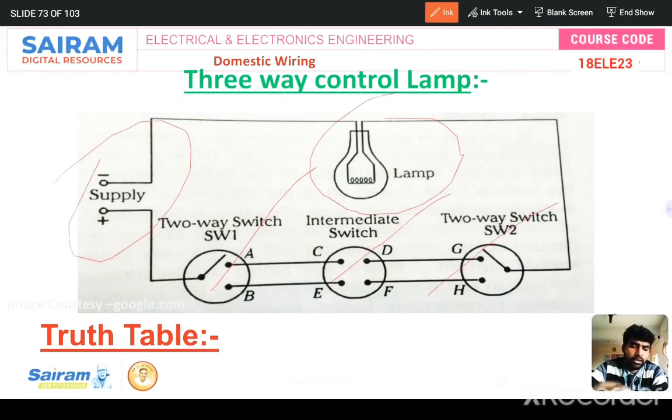We are controlling this lamp by using the switches. If A, C, D, G are connected, the three-way control lamp gives output. If one switch is not connecting and H is connected instead, the lamp will not glow. So this is the concept we discussed: the wiring system, two-way control, and then single phase power supply system, and wiring of basic electrical laboratory.